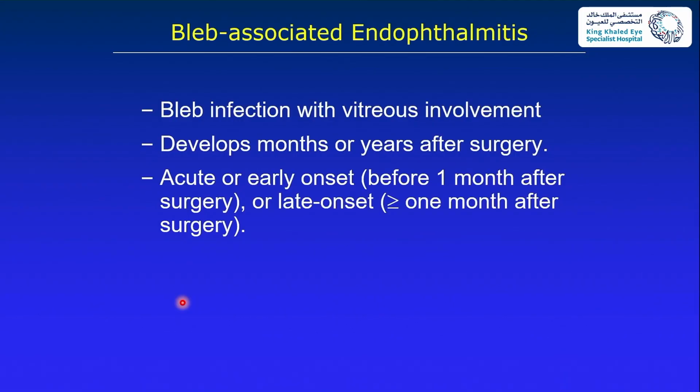So in this condition, the acute bleb endophthalmitis, which organism would you expect? Gram positive, coagulase negative staphylococci, mostly Staph epidermidis, right? Because it's like cataract. But the ones that can develop more than a month and even years after surgery are different.